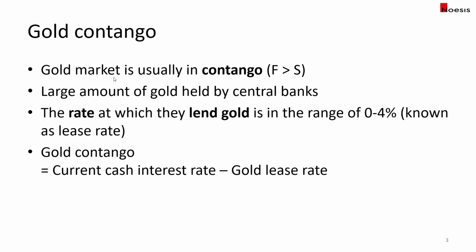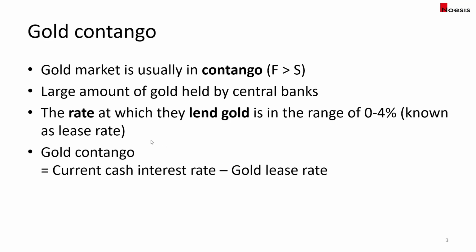Now, there's a concept called gold contango, where the gold market is usually in contango. Recall that contango means that the futures price or forward price is greater than the current spot price. Large amounts of gold are held by central banks, and the central banks lease the gold to bullion banks, and the rate at which they lend gold is in the range of 0 to 4%, and we call this the lease rate. So gold contango is equal to the current cash interest rate minus the gold lease rate.